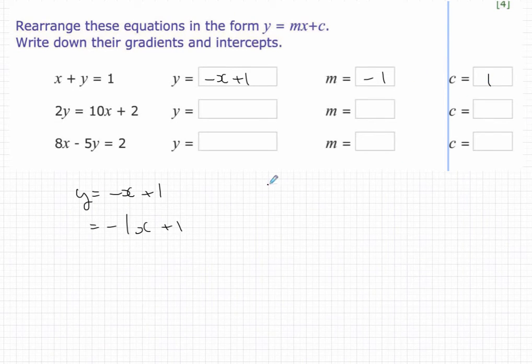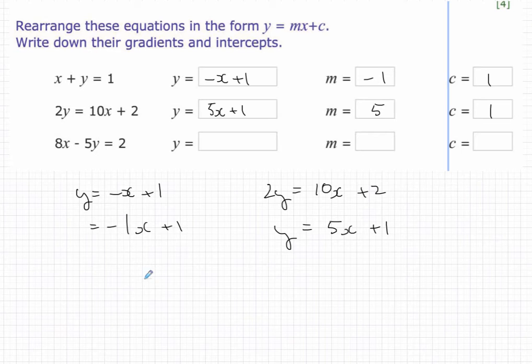For the second one, we've got 2y is equal to 10x plus 2. We want y here, so we need to halve that and then halve this to be fair. So that's the answer there. So that's 5x plus 1. So the gradient is 5 and the intercept is 1.